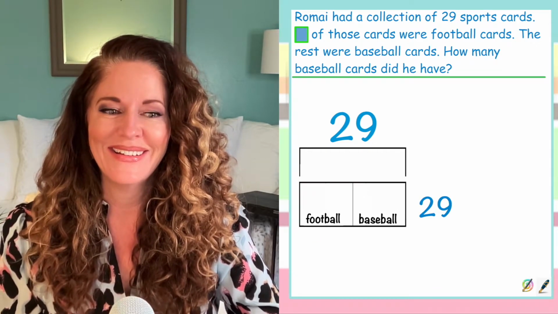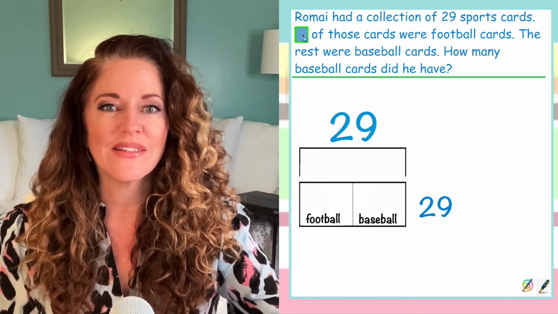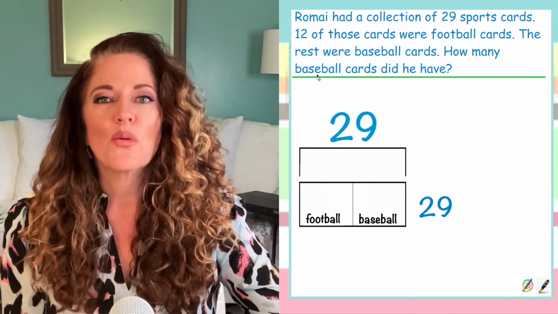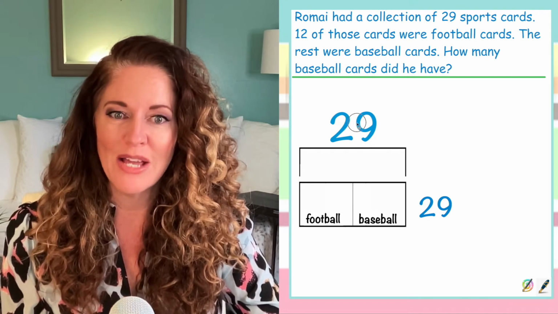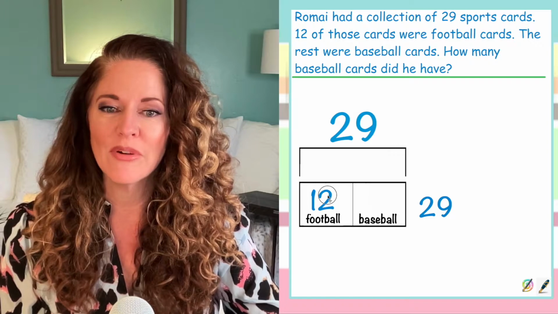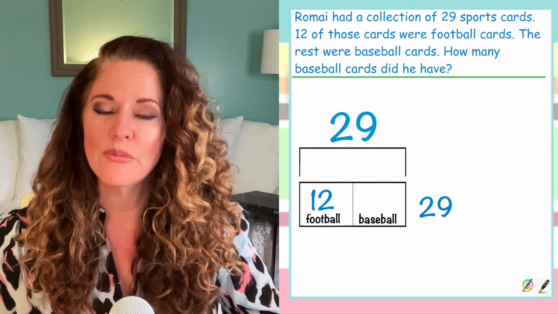29. Okay? Now, we know that he's got 29 cards. Let's see how many of those cards are football cards. 12 of them are football cards. So in my tape diagram, I am going to pull down 12. I'm pulling from that whole. So everybody else is writing their 12 under our football cards.